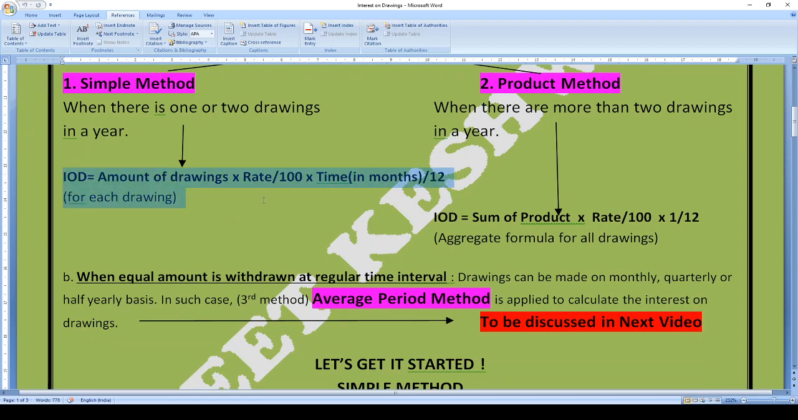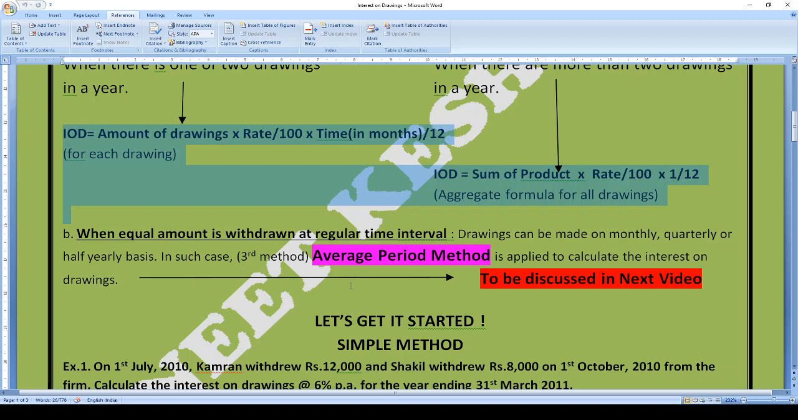So the formulas are these, you can go through them. Now let's get started. What should be the formula for the simple method? We are starting from the simple method first. When the information is given to you individually about how partners have withdrawn the amount once or twice in a year, you have to make the calculations accordingly. And one more interesting thing is going to be discussed in this video. You will get to know about this later on.